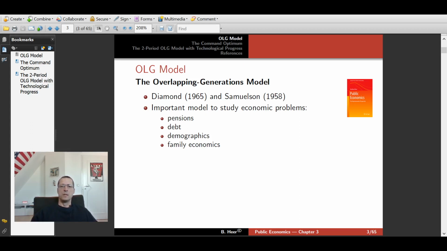Another natural question that arises that can be analyzed in the overlapping generations model, of course, is family economics. So, for example, how much child care subsidies should the government distribute, or should you get married? Why is female labor supply smaller than male labor supply? All these questions can easily be studied in the overlapping generations model, and you will find a lot of applications in my book with regard to these 4 issues: pensions, debt, demographics, and family economics.